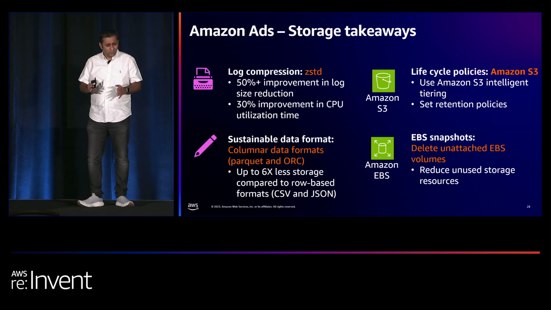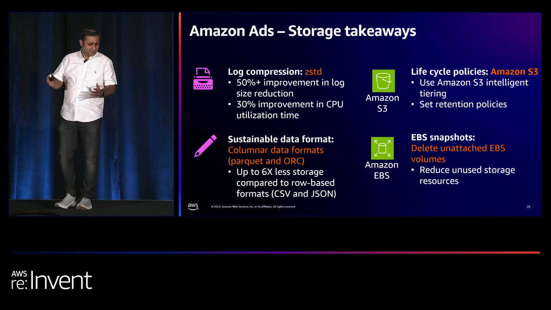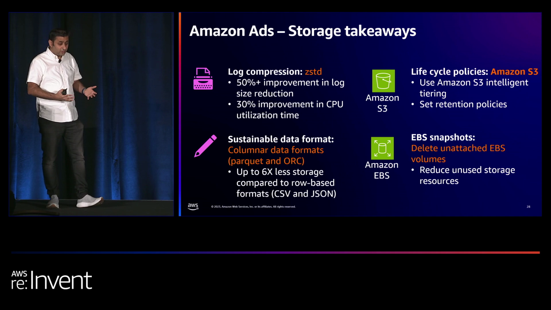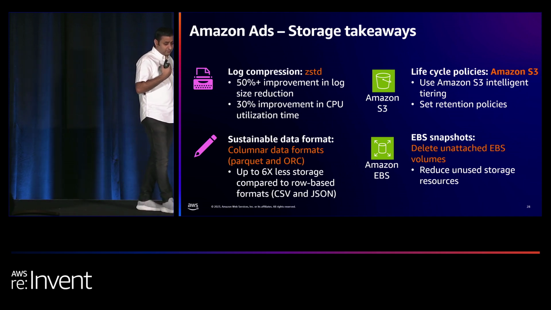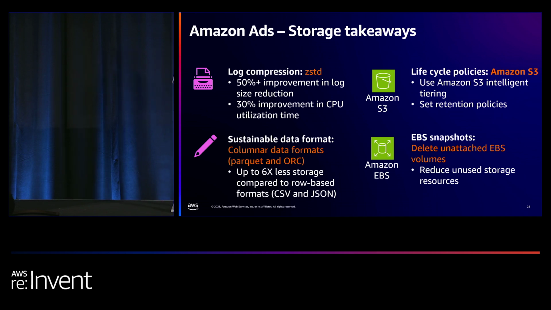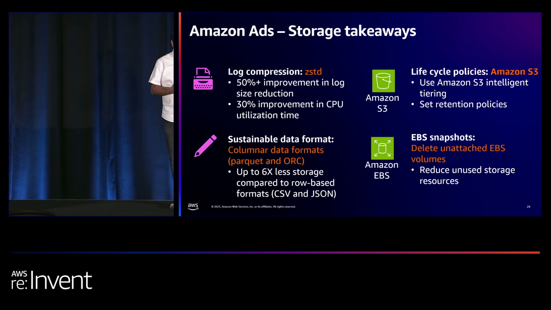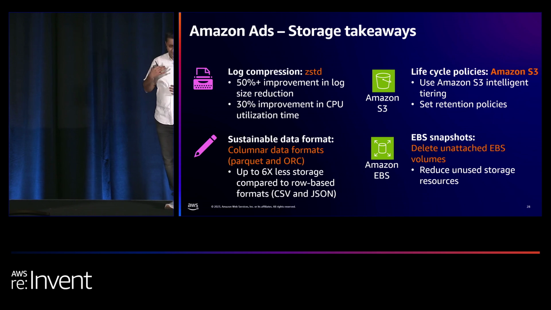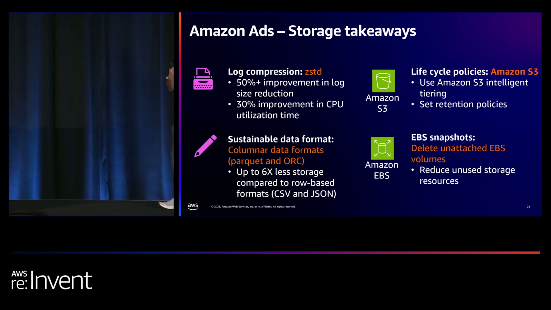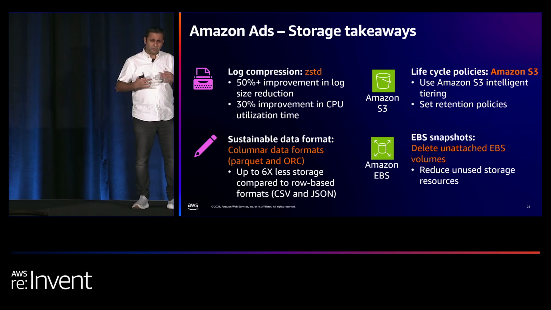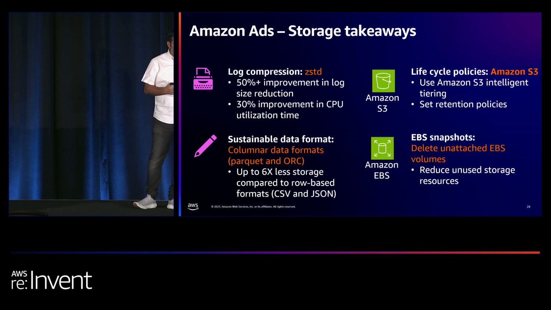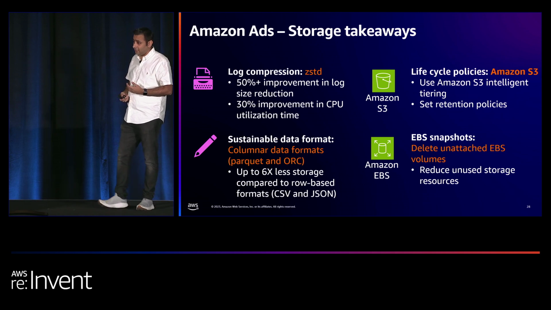Here's a quick summary of the things that we've done in that space. There's log compression. We spoke about ZSTD. There's lifecycle policies. Use intelligent tiering. You've got to set retention policies in S3. Then, along the lines of reducing waste, there's deleting unused and unattached EBS volumes. And finally, one area that we didn't quite go into too much depth earlier on is around using columnar formats like Parquet, which are more storage efficient than other formats.